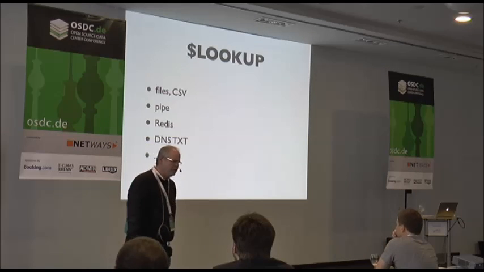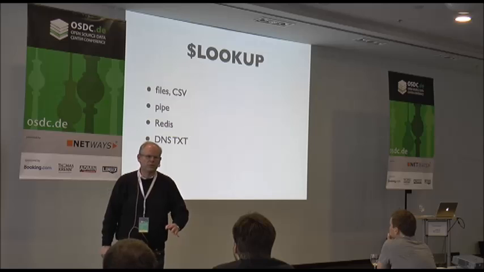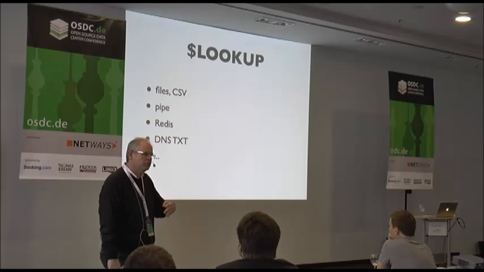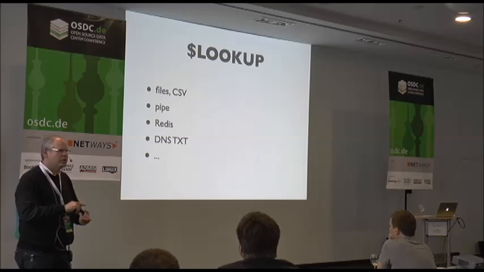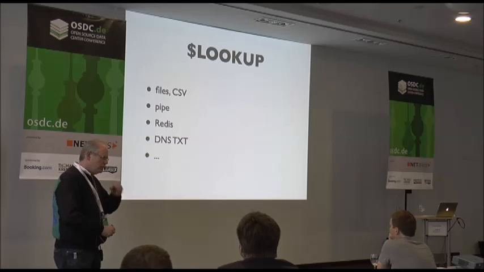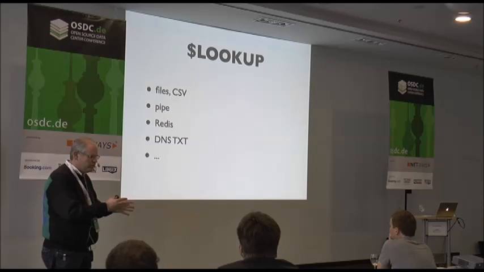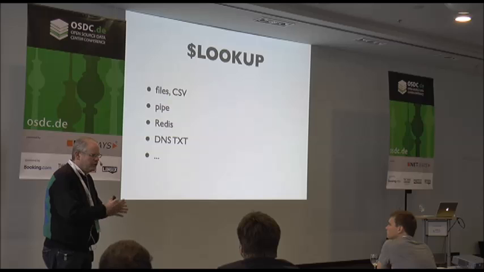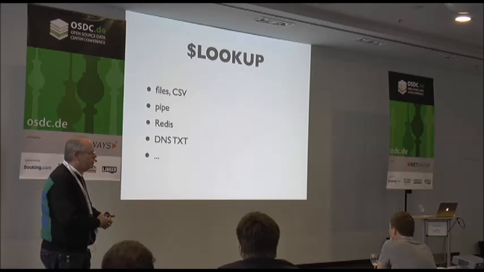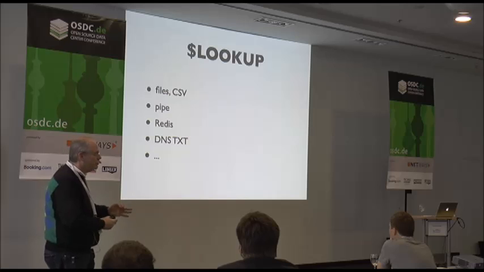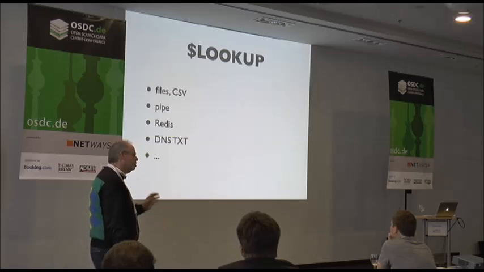So lookup is a special variable. Lookup allows us to look up information at runtime from Redis, from DNS text records, out of comma-separated values. If you have, for example, lists of things that you want to insert at runtime from a Redis database, for example, you can do that with lookup in a template or in a playbook.